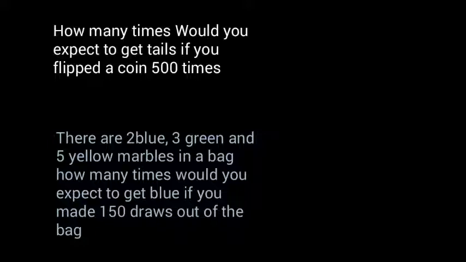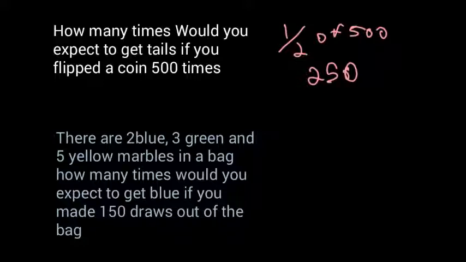Alright, so how many times would you expect to get tails if you flipped a coin 500 times? Well, when you flip a coin, you either have a heads or a tails, so that means your probability is 1/2. So we need to find half of 500, which would be 250. So you'd get about 250 tails if you flip a coin 500 times.